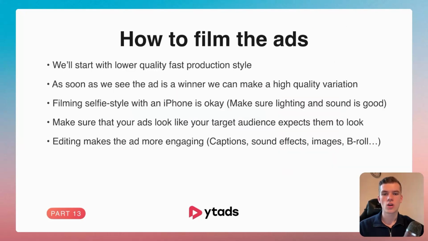And now let's talk about how to film these ads. It's important that we start with lower quality and faster production style because we want to test these ads as fast as possible. We want to get lots of ads out quickly to test them. And then we can't film one ad for 2 days. They have to be filmed fast. So we start with a lower and fast production style, lower quality and fast. And as soon as we see that an ad is a winner, then we can make a high quality variation of this ad.